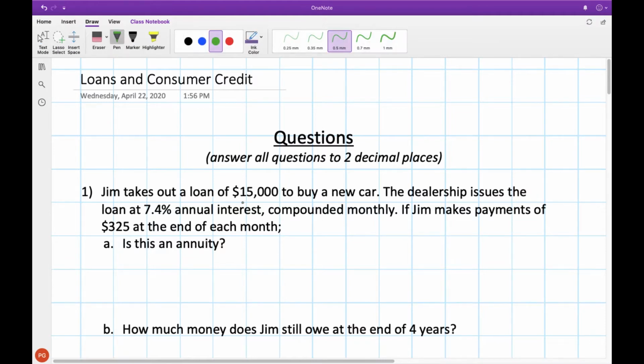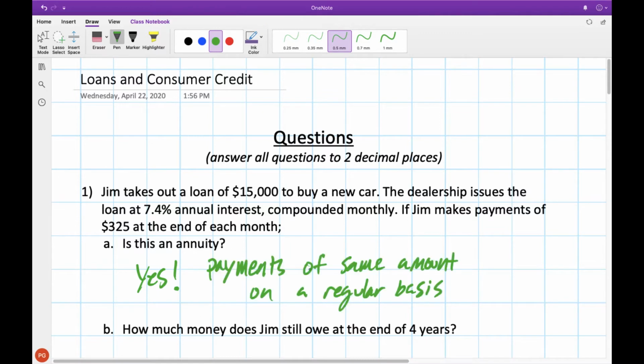Jim is taking out a loan of $15,000 to buy a new car. The dealership issues a loan at 7.4% annual interest, compounded monthly, and he's making payments of $325 at the end of each month. The first question, is this an annuity? The answer is yes. This is just like the annuities that we talked about beforehand, where we were putting in money periodically into a savings account. This is the same thing. We're making payments on a regular basis. That's what makes an annuity. So this is definitely still an annuity.